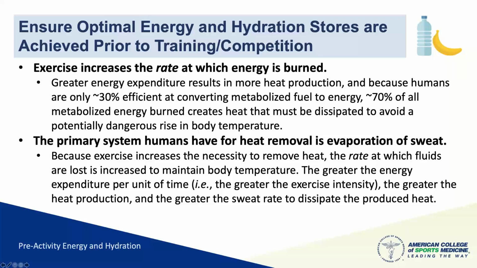So the primary system humans have for this heat removal is the evaporation of sweat. And because exercise increases heat, we have a greater requirement to sweat in order to maintain body temperature. We can't acquire that heat, we have to dissipate the heat. The greater the energy expenditure per unit of time, the greater the exercise intensity, in other words, the greater the heat production and the greater the sweat rate to dissipate the produced heat.